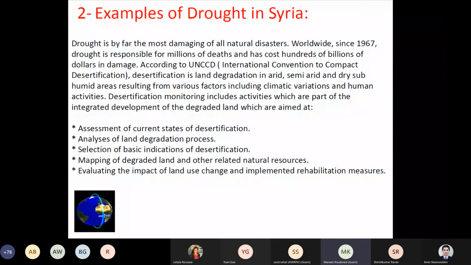Examples of drought in Syria. We are exposed to many droughts in Syria, with assessment of the current state of desertification, analysis of the land degradation process, selection of basic indicators of desertification, mapping of degraded land and other related natural resources, evaluating the impact of land use change, and implementing rehabilitation measures.